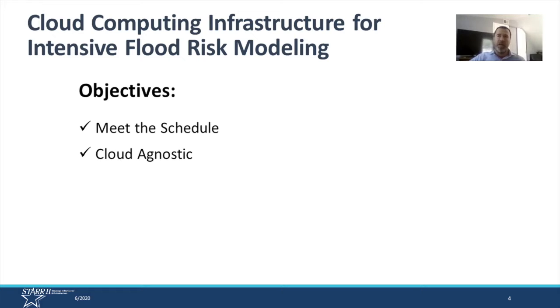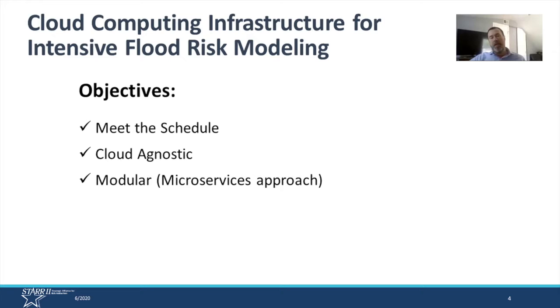So cloud agnosticism. We wanted to build a framework, as Jeff said, and not a set of changes for a certain provider. We'll talk about it as we move forward, but we used a number of different solutions from different cloud providers and from different places to put together a framework that allowed us to execute and meet the schedule. And then modularity: we took a microservices approach.